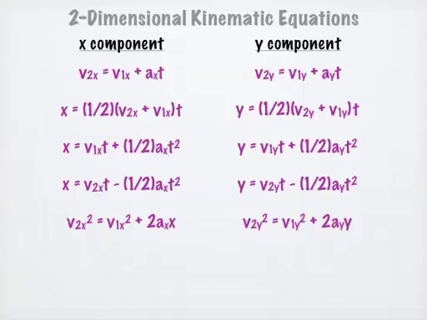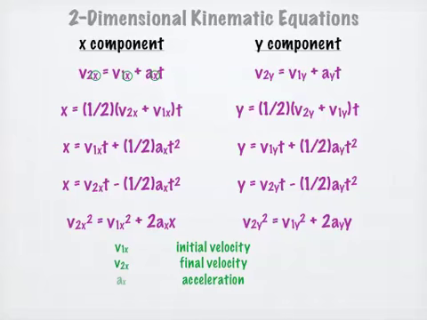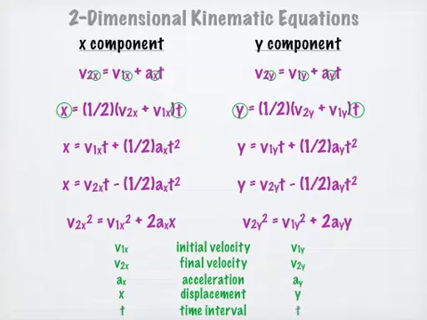In the x-direction kinematic equations, we put an x subscript on the initial velocity, final velocity, and acceleration variables. We do the same for the y-direction kinematic equations. In the x direction, we can call the displacement x, and in the y direction, we can call the displacement y. And t represents the elapsed time in both sets of equations.